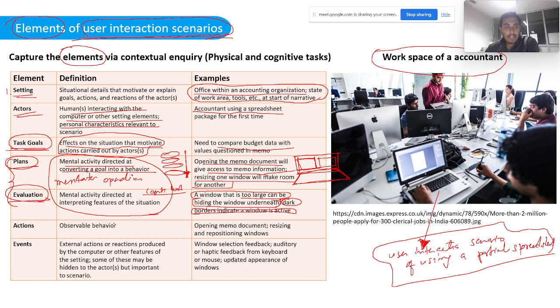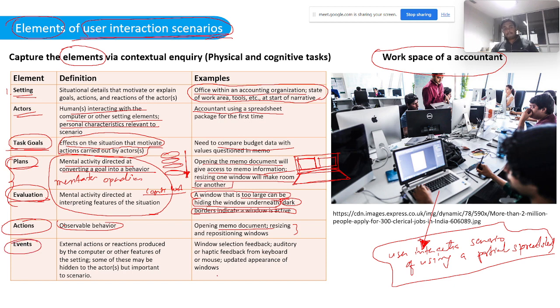Then we have actions, which are observable behavior. When a document opens, he will click his mouse to resize that window and position it. Those are visible information, but the mental operations and planning are not visible, and there are techniques to capture those.